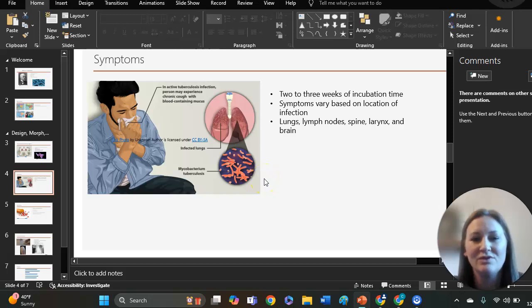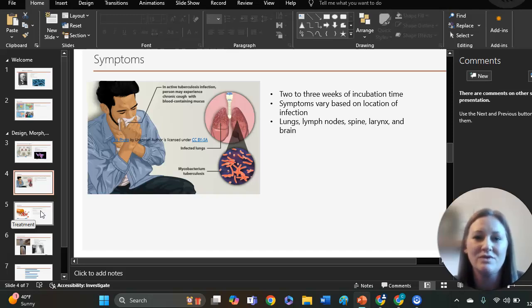Symptoms vary. It depends on the location of the infection. And it takes 2 to 3 weeks from the time of infection to you actually starting to feel or show symptoms. So if you have tuberculosis in your lungs, then you'd have a cough, you'd have fever, you could have chills, lack of appetite, you can lose weight, and especially if your cough is longer and lasts like 3 weeks and you have a bad cough, then that's a symptom of it being in the lungs.